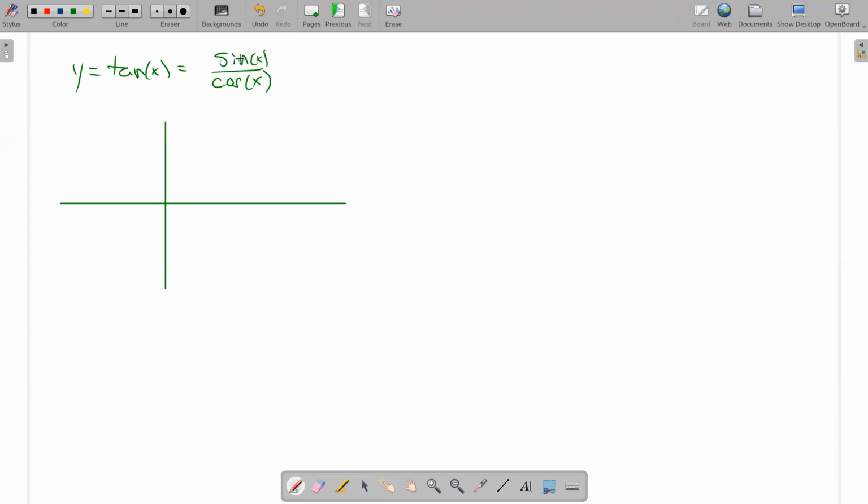So since the sine is 0 at the origin, the tangent is also 0 at the origin. The cosine is 0 at pi over 2, which means I'm going to have a vertical asymptote there. Same thing over here at negative pi over 2. And then otherwise, the tangent rises up on that side and drops down on that side. And then it repeats that chunk over and over again.